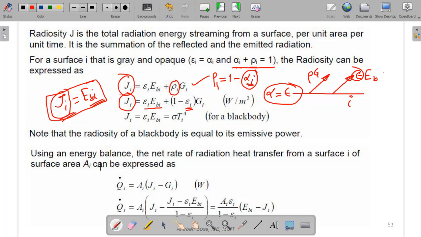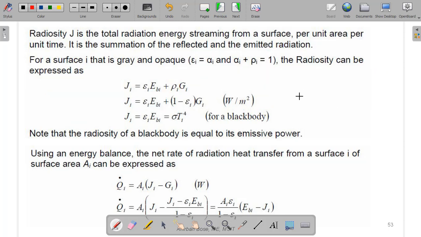Now if you consider the energy balance, that means if you consider this is the ith surface, and from the ith surface the net radiosity which is coming out is say J_i, and something which is falling onto the surface is basically G_i. So G_i is falling onto the surface, and J_i is coming out from the surface, because within J_i basically the reflection part and the emission part is considered.